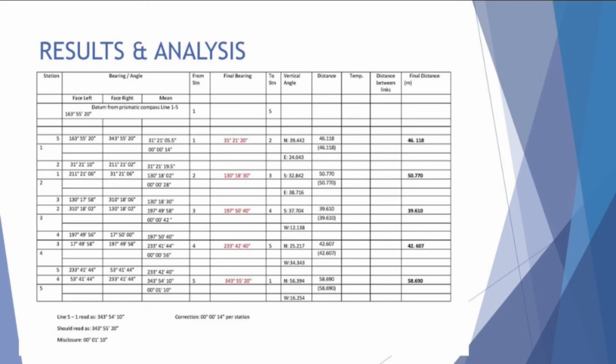For the next station, we must add another 14 seconds. For example, for station 2, 14 seconds plus 14 seconds, then we get 28 seconds for the second station. Then we will find the final bearing.